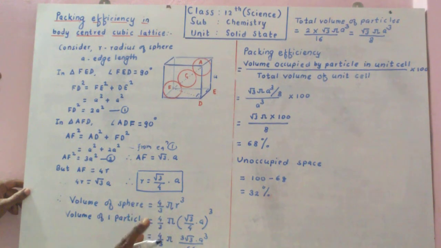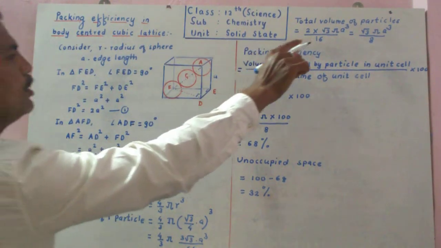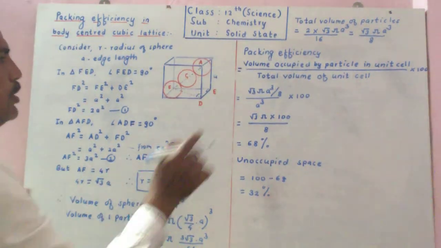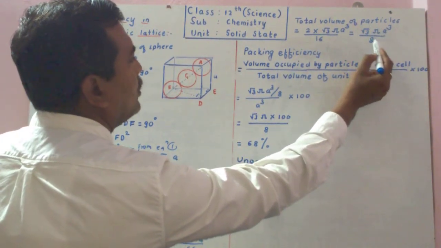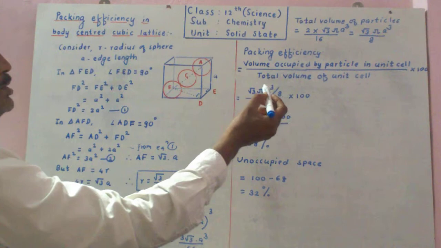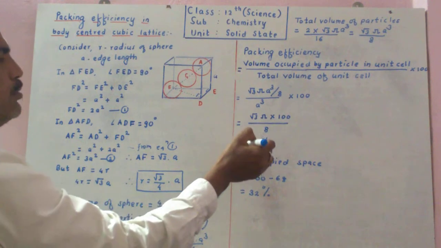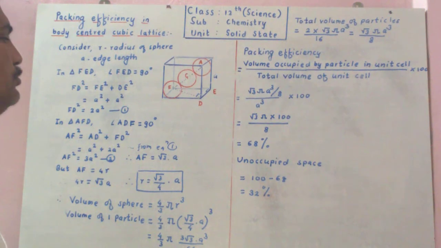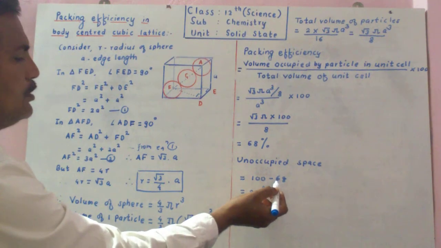So there are two particles in a body centered cubic unit cell. So the total volume of particles is 2 into the volume of one particle. So it is root 3 pi a cube upon 8. Now packing efficiency is the volume occupied by particles in the unit cell upon the total volume of the unit cell into 100. After calculation, we will get 68%. And the unoccupied space or void is 100 minus 68, so it will be 32.